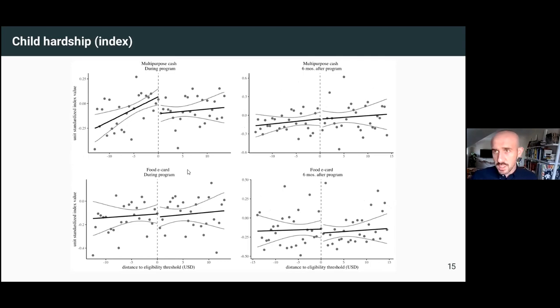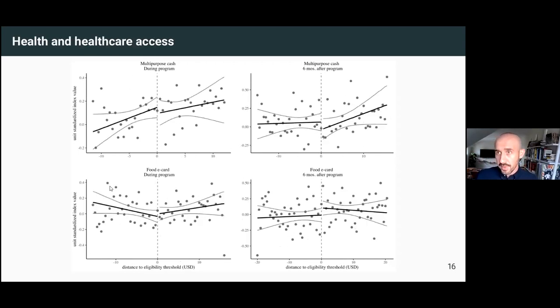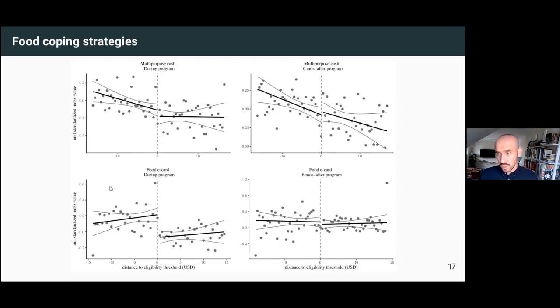We find improvements in the child hardship index, which covers child labor, school enrollment, and early child marriage. So we see all kinds of improvements in this child hardship index for the multi-purpose cash program. But again, once the program ends, 6 months after, these effects are completely muted. And we don't find any impact on child well-being for the food program. Health and healthcare access, we have null effects. This is probably because there are already healthcare access programs provided through UNHCR in Lebanon that are specific to refugees.